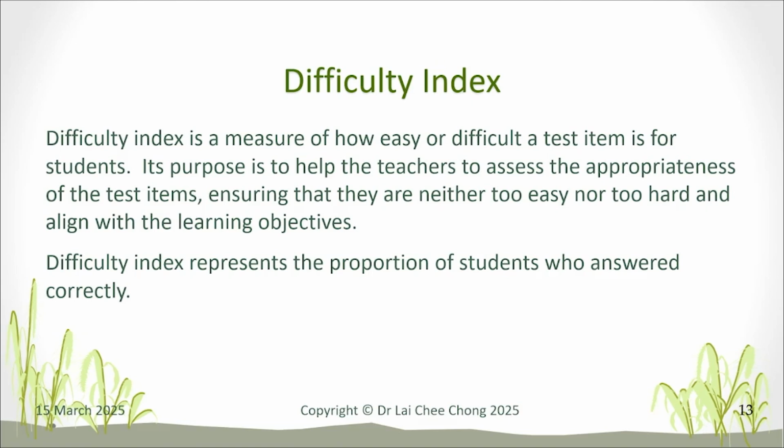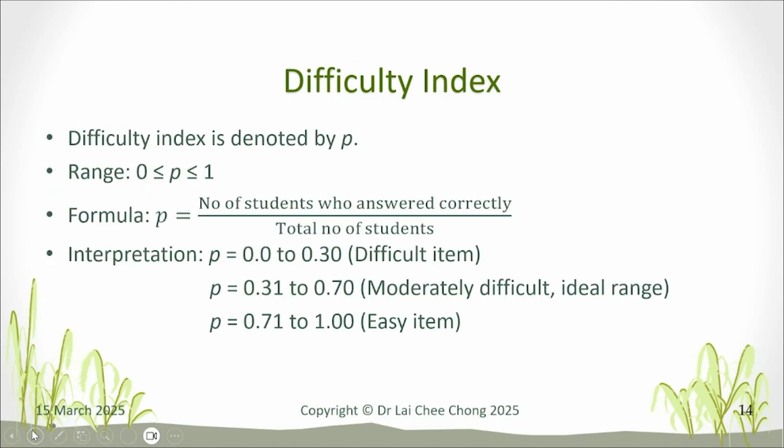Now, let me look at what you would do in the calculation. How to calculate the difficulty index? I use the letter P to stand for it. The range is between 0 and 1. It's almost like a probability, okay? But it's a proportion, fair enough. Actually, probability is also a proportion, to be quite honest. In other words, it's quite simple. What you do is you take the number of students who answer correctly divided by the total number of students. Very straightforward calculation. Now, of course, you get a value for P, but how to interpret the value?